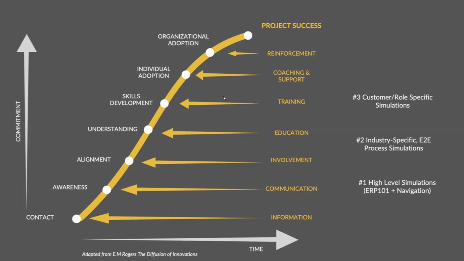The sustainability short scenario is the first level. It's the high level simulation. It's ERP 101. This is what S4HANA looks like. This is how you navigate through the launchpad and how you can complete tasks using the launchpad. And this is what it means in a business or enterprise perspective. So we're really looking at context awareness and alignment.